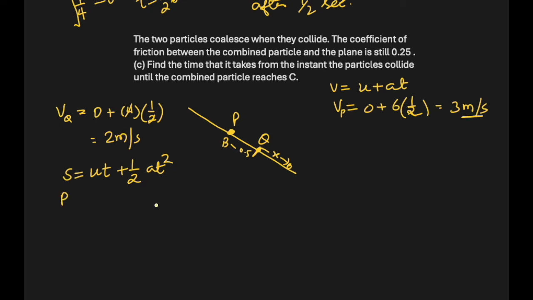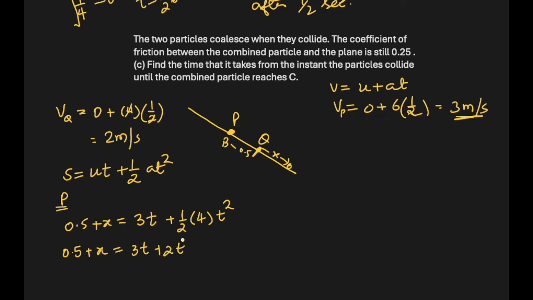So what will be the situation for P? It will travel 0.5 plus x distance with a u of 3 meters per second. At this point its speed is 3 meters per second. Time we don't know. Half, but its acceleration will be 4 now, times t squared. So let's simplify this. 0.5 plus x equal to 3t plus 2t squared. What about Q? It will travel just x. So x equal to its initial speed of 2 meters per second times t, plus half at squared, which will be 2t squared again.